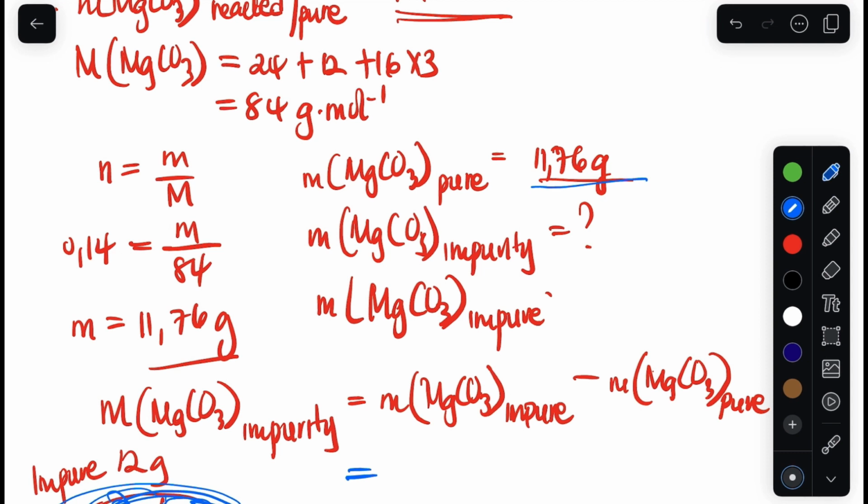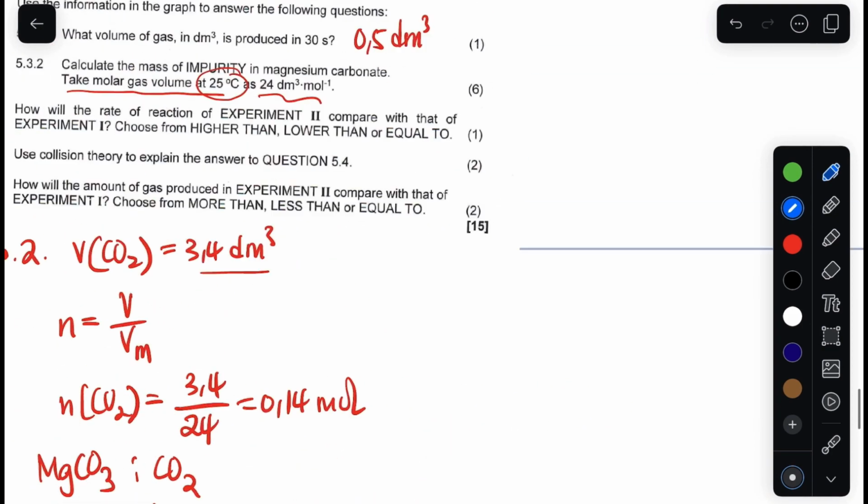So if we are looking for this guy while having the whole amount and this as well, we'll say the impure, what is our impure? It's 12, which is the whole amount. We minus this amount, which is the pure, which is 11.76. When you punch that in the calculator, it will give you 0.24 grams. So that's the mass of the impurity. It's the mass of this part. It's 0.24 grams. Let's proceed to the next question.